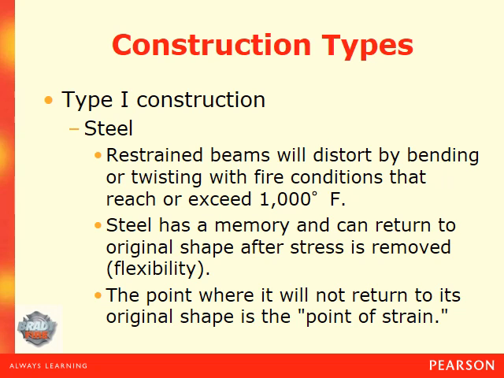Again, I can't stress it enough. You may see it again, but steel restrained beams will distort by bending or twisting with fire conditions that reach or exceed 1,000 degrees. Steel does have a memory and can return to its original shape after the stress is removed. So essentially, it's a little bit flexible. The point where it will not return to its original shape is the point of strain. So there's a key term for you.